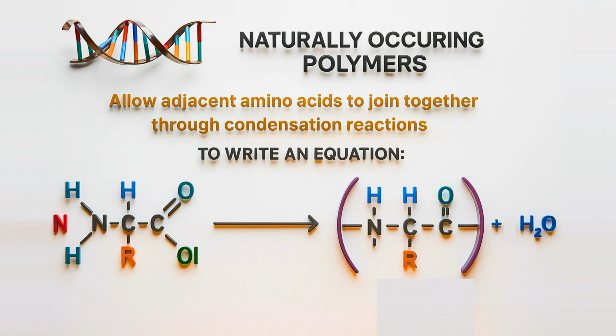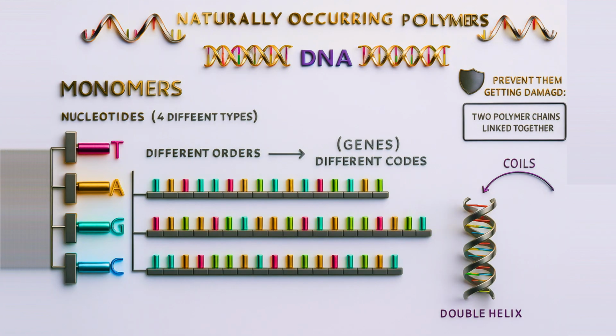Next, we'll examine another essential natural polymer, DNA, or deoxyribonucleic acid. DNA is made up of long chains of nucleotides, which are its monomers. Each nucleotide contains a base, and there are four types of bases: adenine, A, thymine, T, cytosine, C, and guanine, G. These bases are represented by the letters A, T, C, and G.